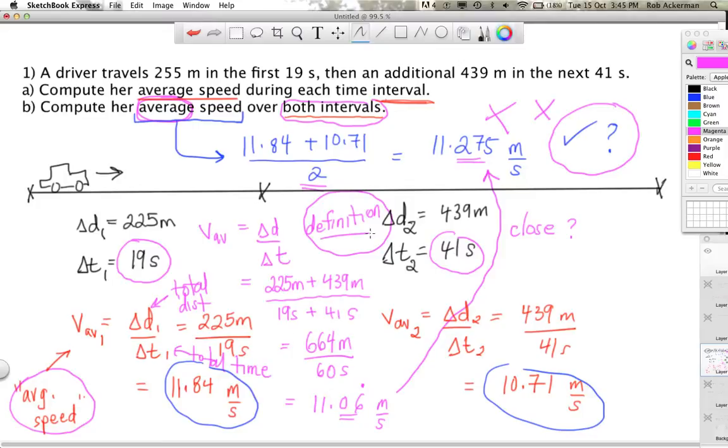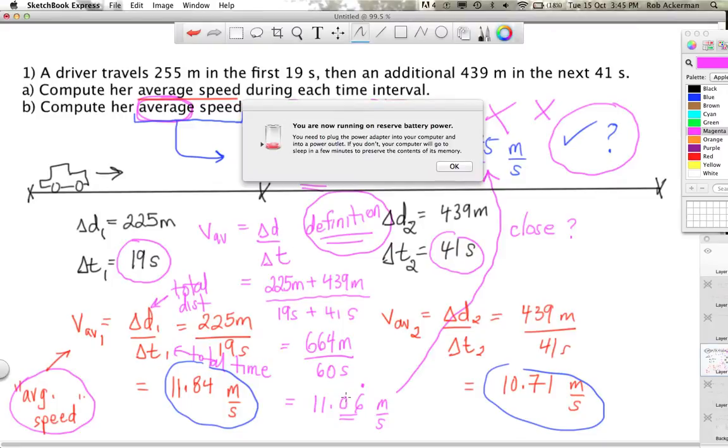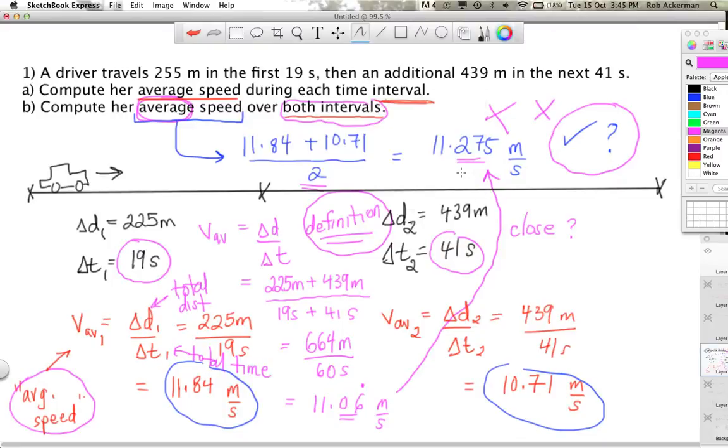However, when you use the definition of average speed, total distance over total time, you always get the right answer because that's what physics is all about. It's about definitions which you have to respect. And of course, the definitions include symbols. So you've got to be good at keeping track of those symbols. Okay?